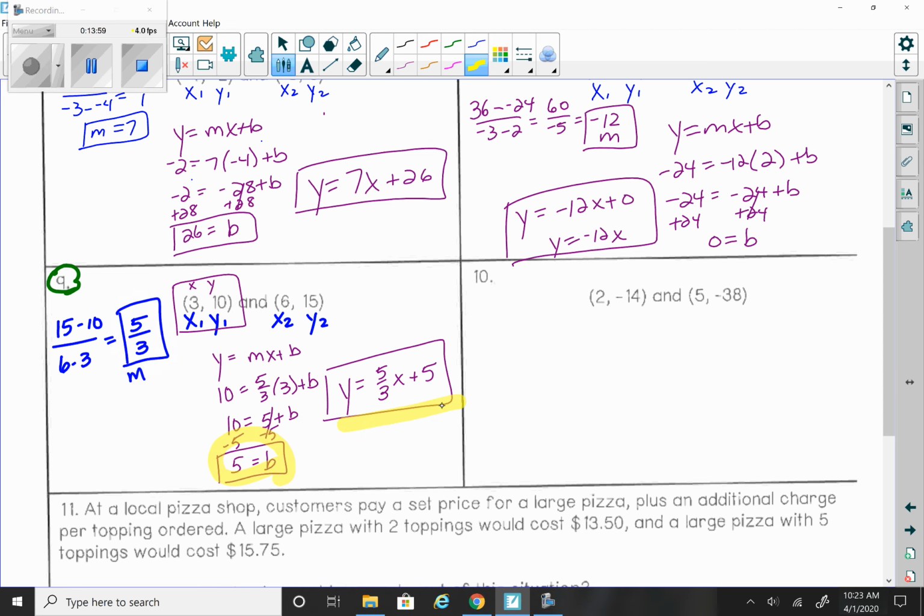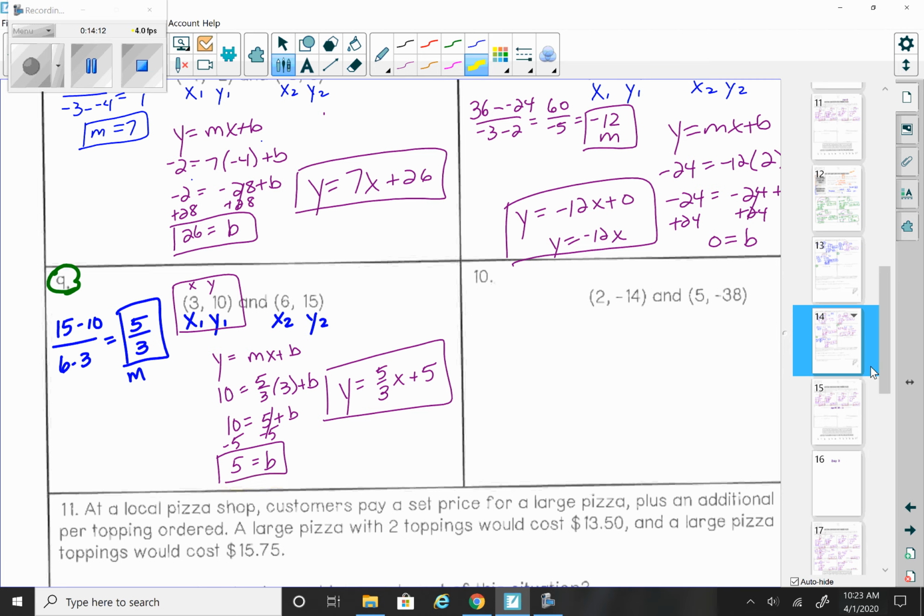Notice in all my problems, I kept using the first point when I plugged the values in. As a side note, you could take the other point and plug those values in. You would still get the same value for your y-intercept. So it really does not matter which point you're choosing.